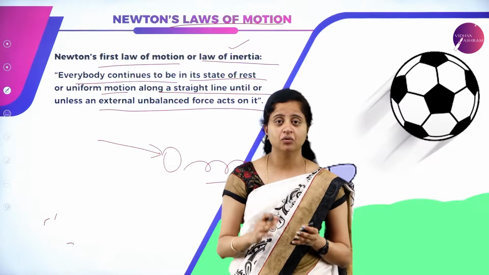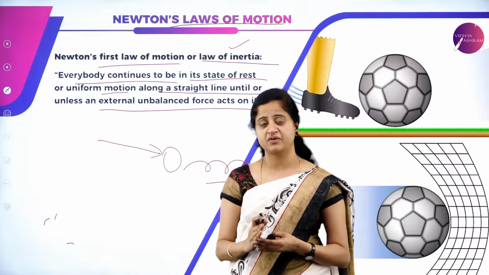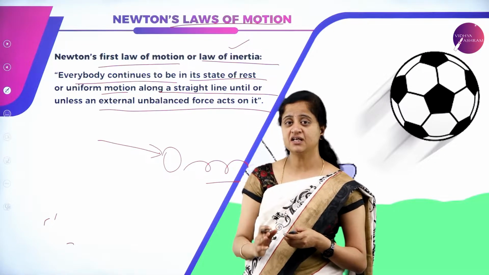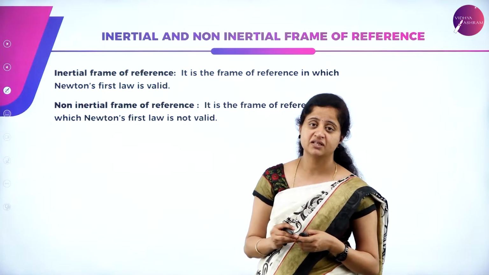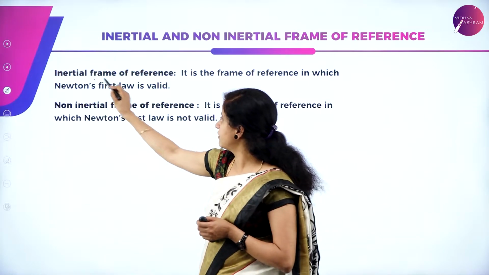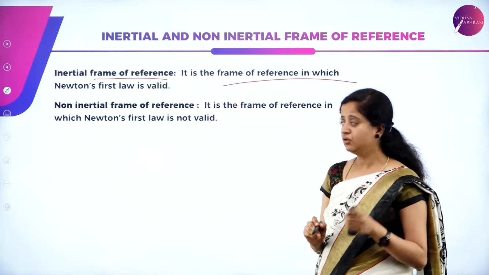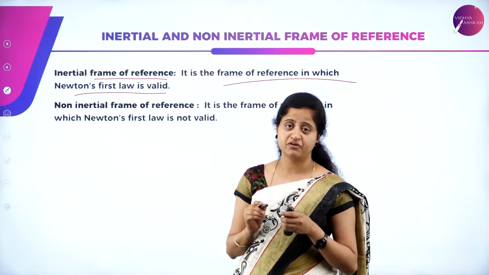Now we came to know what Newton's first law is. We know what inertia is, and what a frame of reference is. The next thing we are going to study is the relation between all these three, that is, inertial frame of reference and non-inertial frame of reference. What is an inertial frame of reference? It is nothing but the frame of reference in which Newton's law is valid. We will call it an inertial frame of reference.